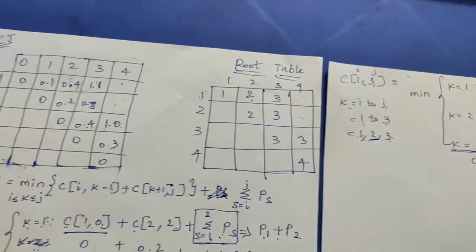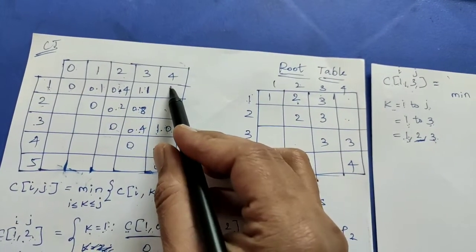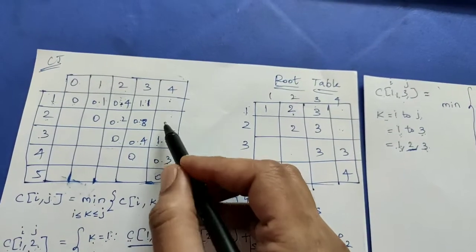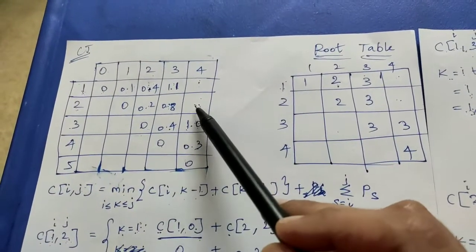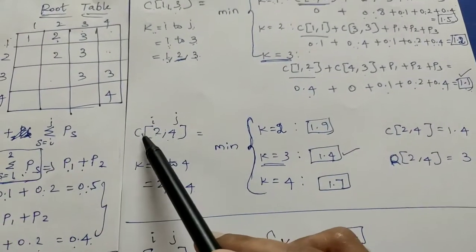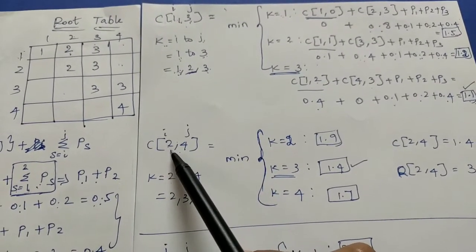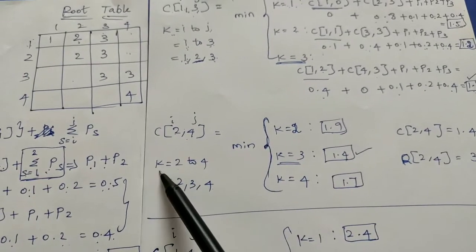Now similarly, the next location I want to find is this and this. Apply the same formula again and again. Let us find the next diagonal location, that is 2 comma 4. To find the cost of 2 comma 4, let us take the i value here, it is 2, j value here, it is 4. First find the k value.